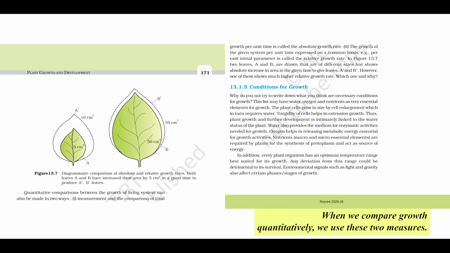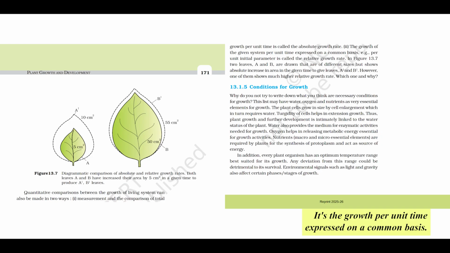When we compare growth quantitatively, we use these two measures. Absolute growth rate is straightforward. It's the total growth per unit time. Simple measurement. If a leaf grows by 5 centimeters in a week, the absolute growth rate is 5 centimeters per week. Raw increase. Just the amount it grew. Okay. Yeah.